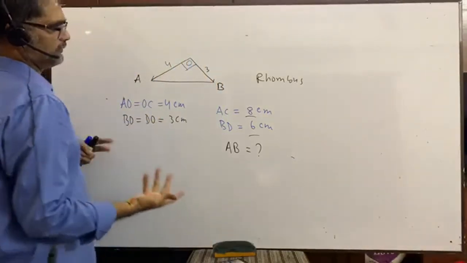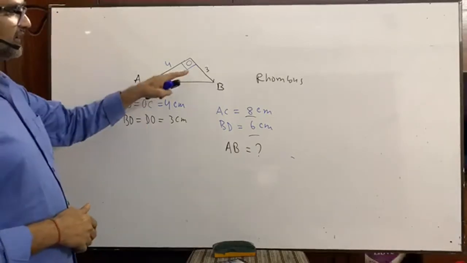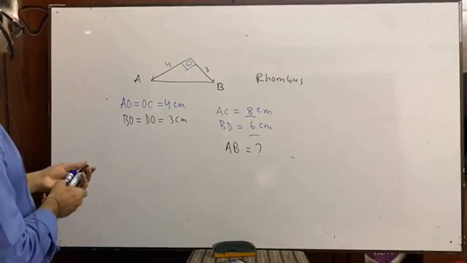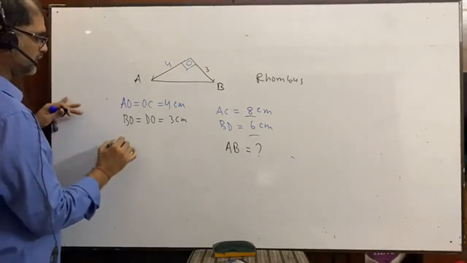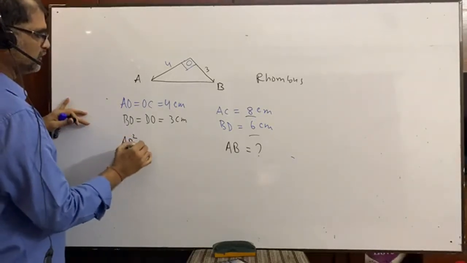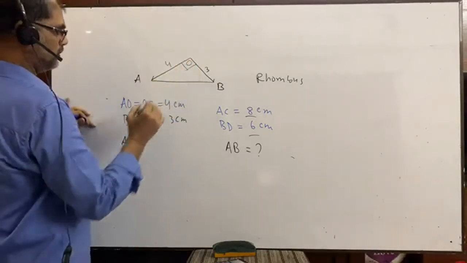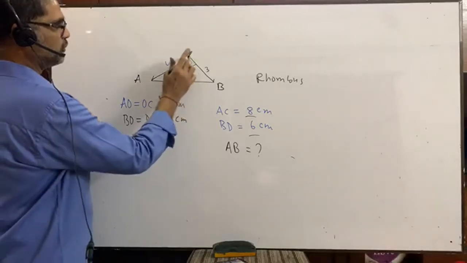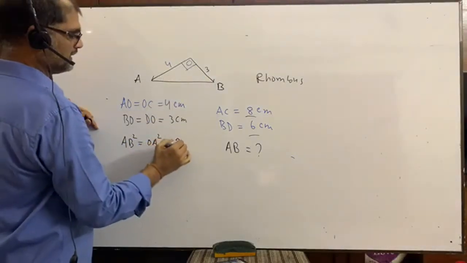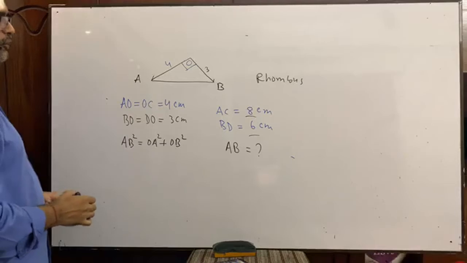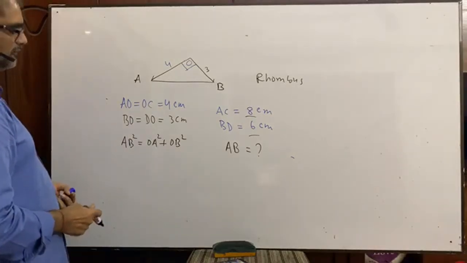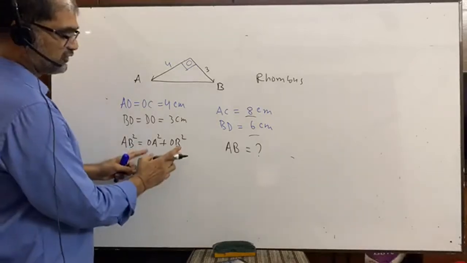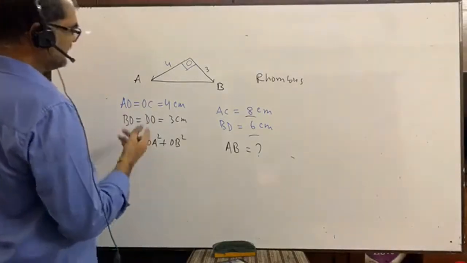Now you see, it is a right angle, right? And it is the hypotenuse. So AB square equals to what? It is OA square plus OB square. This is the Pythagoras theorem, okay? In a right angle triangle, the square on the hypotenuse is equal to the sum of the squares on the other two sides.